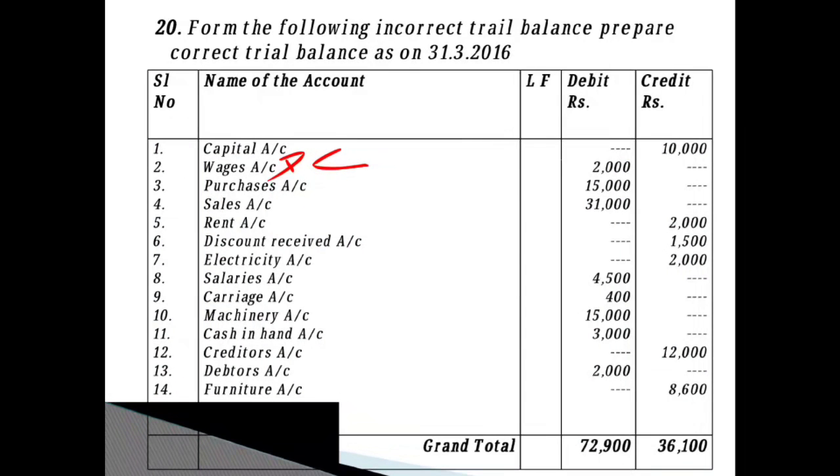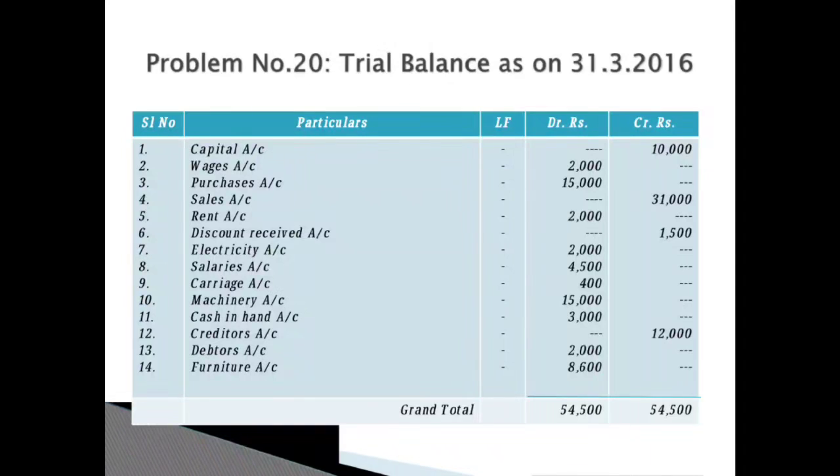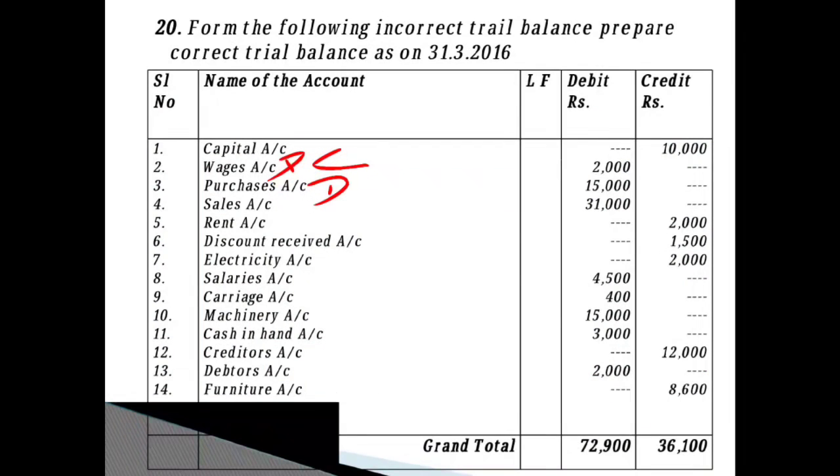Then next you have purchases, again it is a debit balance 15,000. So here also same, purchases debit balance rupees 15,000.